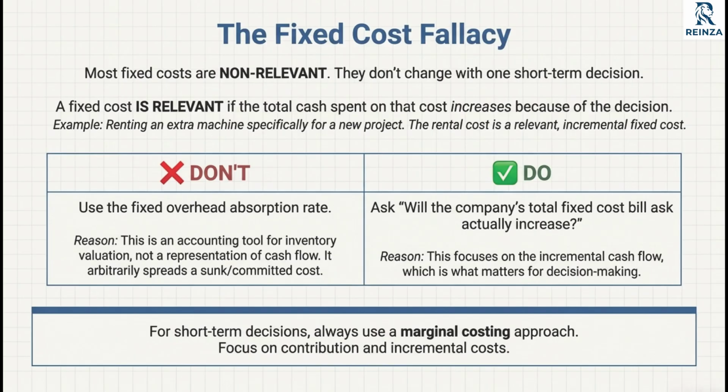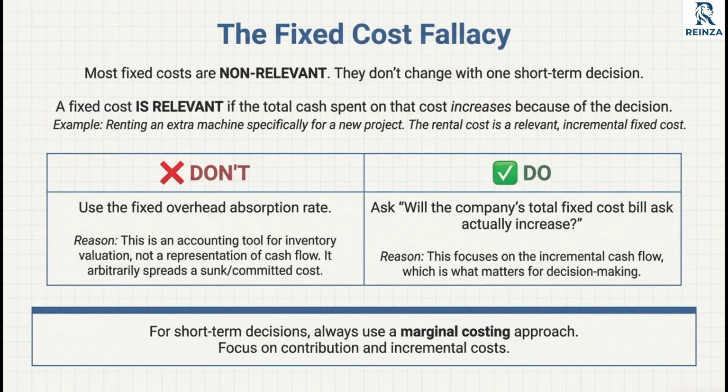Here is what you should not do. Do not use the fixed overhead absorption rate. Why not? Because this is an accounting tool for inventory valuation, not a representation of cash flow. It arbitrarily spreads a sunk or committed cost across units. Here is what you should do. Ask yourself, will the company's total fixed cost bill actually increase? This focuses on the incremental cash flow, which is what matters for decision-making.